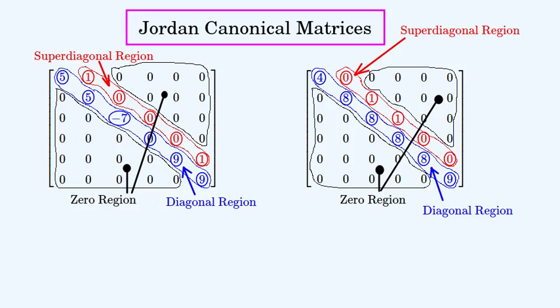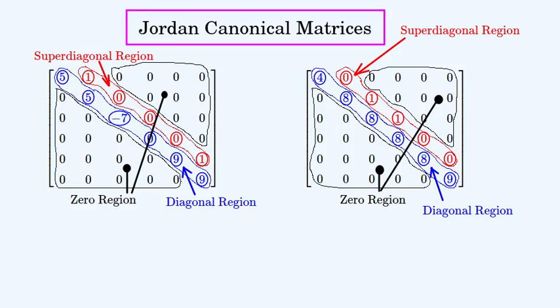Here are two examples in this slide of matrices in Jordan canonical form. There is firstly the zero region, that is, all of the elements in locations that aren't in the diagonal or superdiagonal. These should all be zero. Then there's the diagonal region that can contain any numbers, just like in a diagonal matrix. Then there's the superdiagonal region.